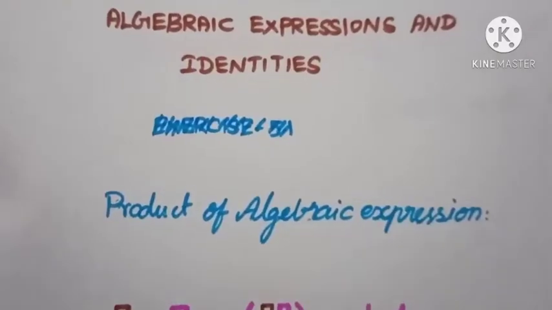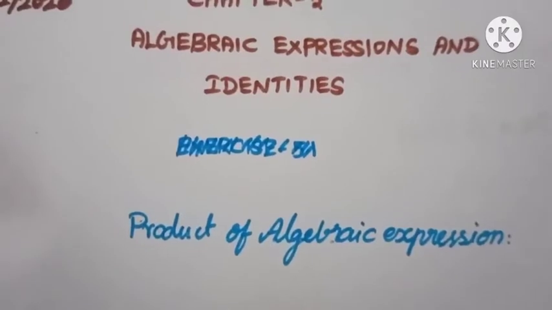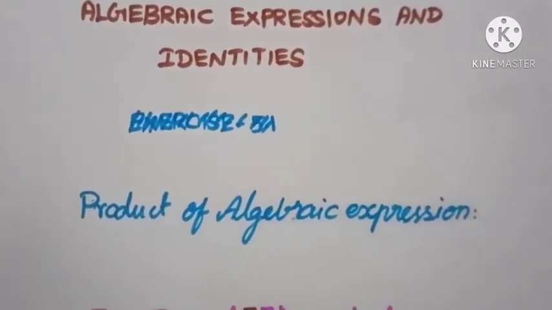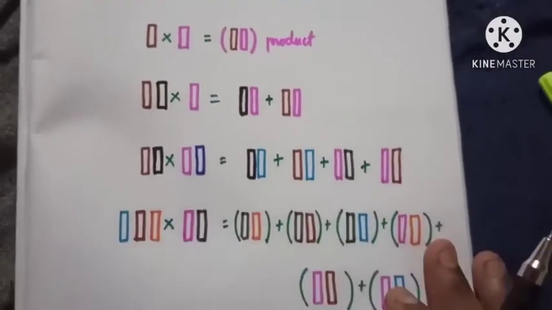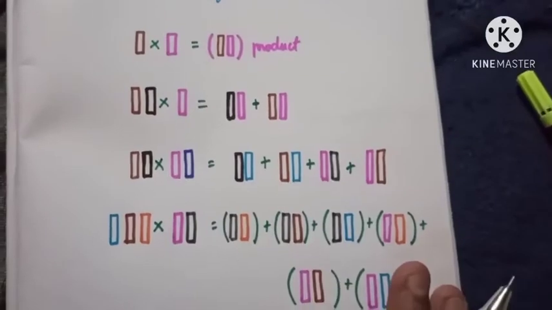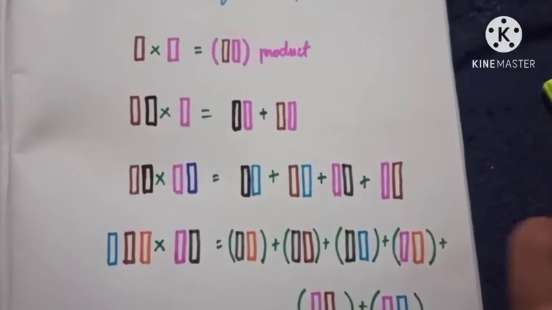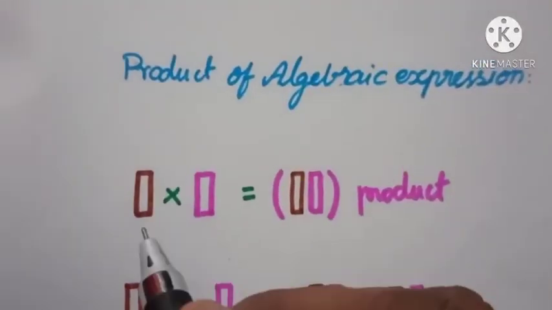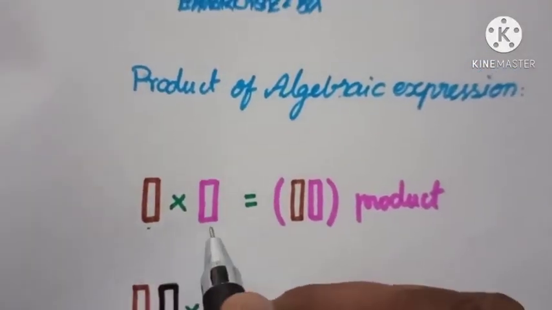Product of algebraic expressions: how you can multiply algebraic expressions. So I will just show this pattern. By using this pattern, first I will give an intro on how to make a product. First, you can see it mentioned brown and pink color.